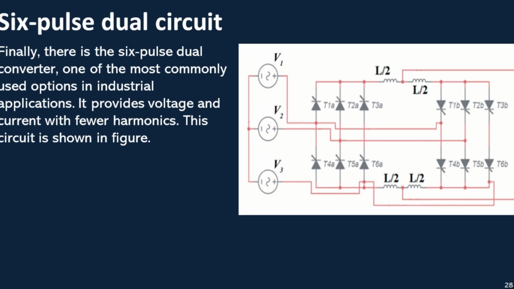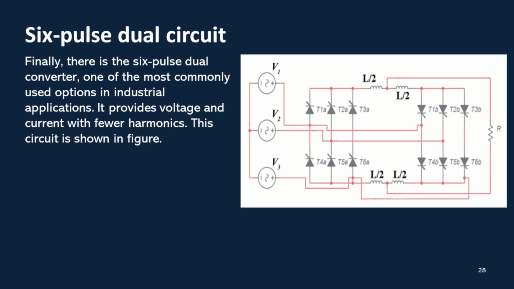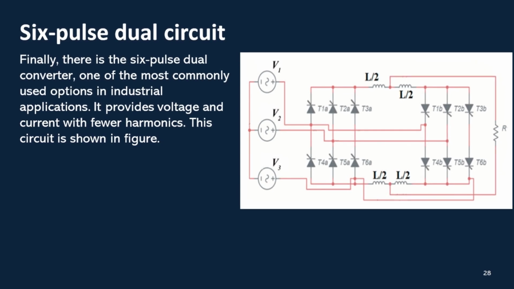6-pulse dual circuit. Finally, there is the 6-pulse dual converter, one of the most commonly used options in industrial applications. It provides voltage and current with fewer harmonics. This circuit is shown in figure.